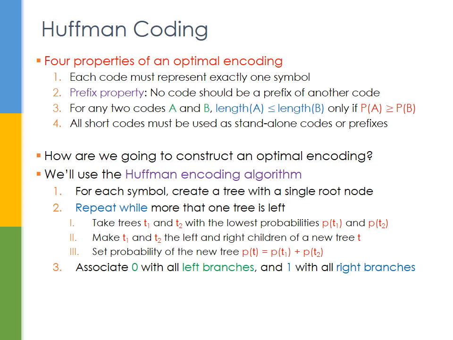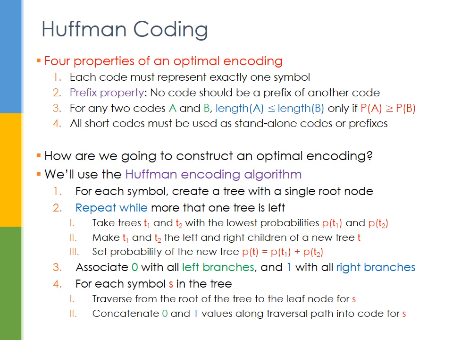Once we've generated a single tree through the merging of all of these subtrees, we then associate 0 values with all of the left branches in this tree and 1 values with all of the right branches in the tree. Then for each symbol S within the tree that we need to encode, we traverse from the root of the tree to the leaf node of that particular symbol, and we concatenate all of the 0 and 1 values along the traversal path from the root to the symbol that we're trying to encode.